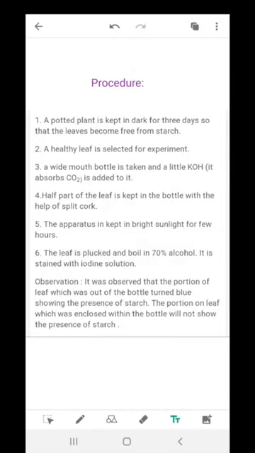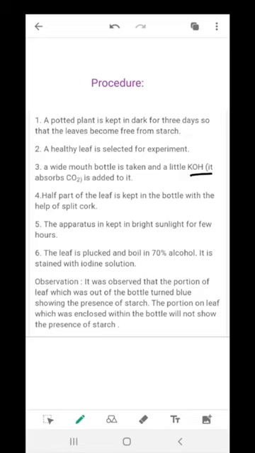A potted plant is kept in the dark for 3 days so that the leaves become free from starch. Now, a healthy leaf is selected for the experiment. A wide-mouthed bottle is taken and a little KOH solution is added. This KOH solution is known as potassium hydroxide solution. Either you can select solution or pellets and add it.